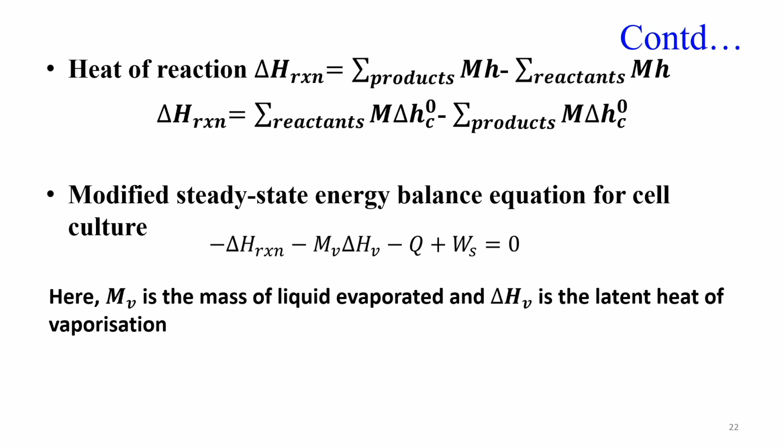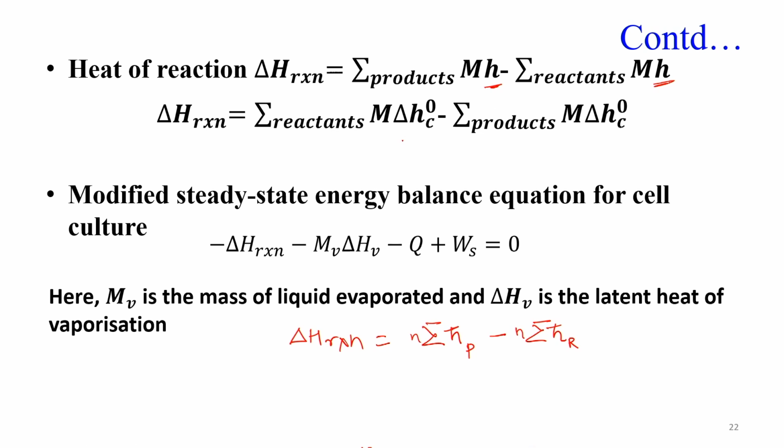Now, how to calculate the heat of reaction is important here. We can calculate the heat of reaction based on enthalpy. If enthalpy is known, the heat of reaction, delta H reaction, is the enthalpy of products minus the enthalpy of reactants, each weighted by N or M. Many times this enthalpy value may not be known to us.